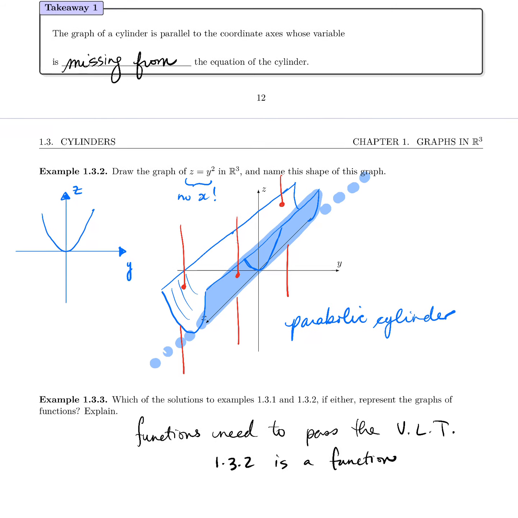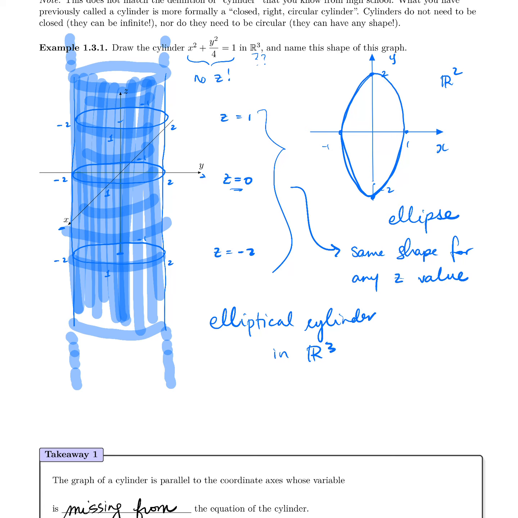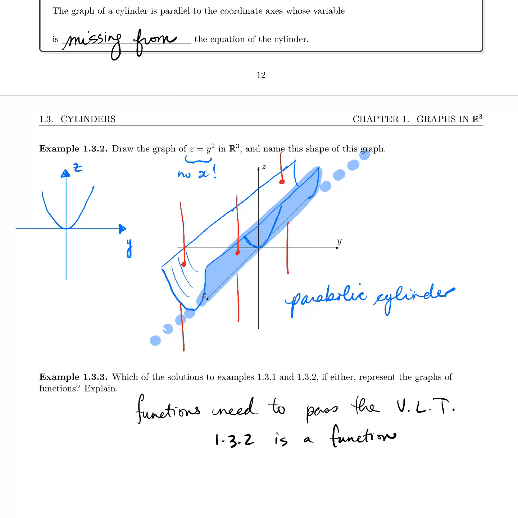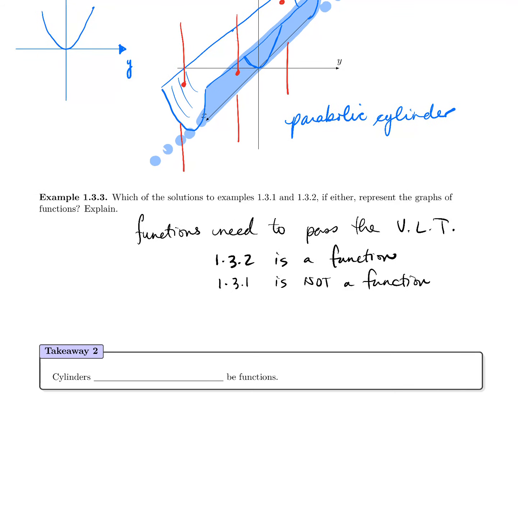But if we look at the previous example, our elliptical cylinder, a vertical line which just so happens to lie on the edge of those ellipses is going to cut our surface infinitely many times. And if that is the case, then example 1.3.1 is not a function because it fails the vertical line test. So the takeaway from this is that cylinders may or may not be functions. In the next section, we're going to take a look at yet another kind of surface, the quadric surface, which again you're going to see may or may not be functions.